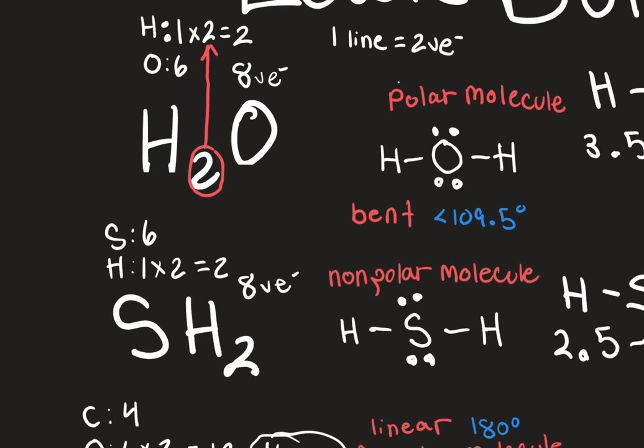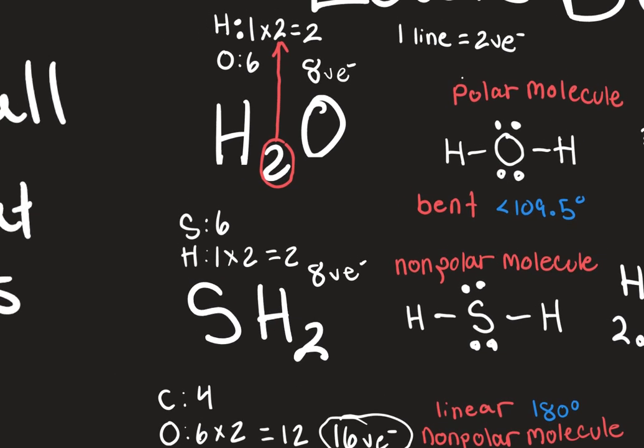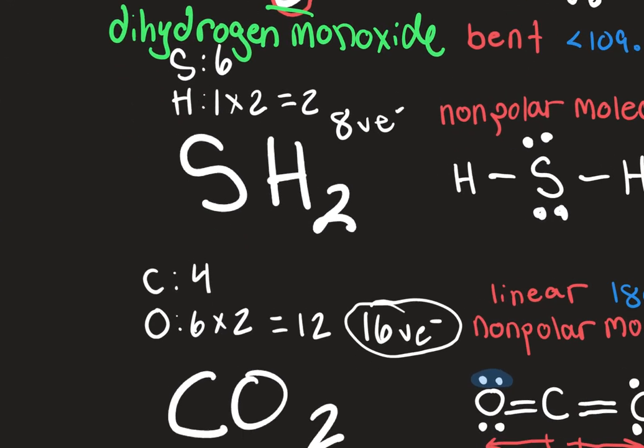If you feel comfortable naming, go ahead, pause the video, go through these examples, name them, and then play the video. So H2O, I have a subscript of 2. I have no subscript on my oxygen, so it's going to be dihydrogen monoxide, because I have to get rid of the ending on oxygen and replace it with "-ide".